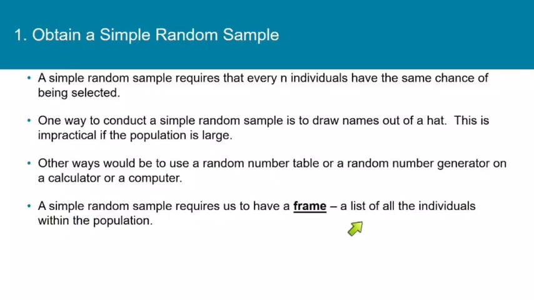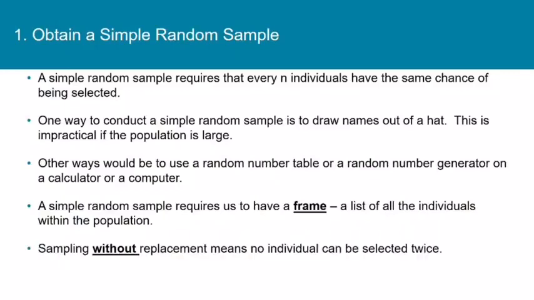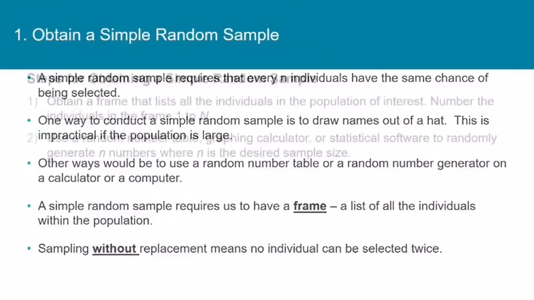Okay, a simple random sample requires us to have a frame. A frame is a list of all the individuals within the population. And sampling without replacement means no individual can be selected twice. So the example we did a while ago with the girl with the concert tickets, that was a sample without replacement. Because remember, they said that nobody could be chosen twice.